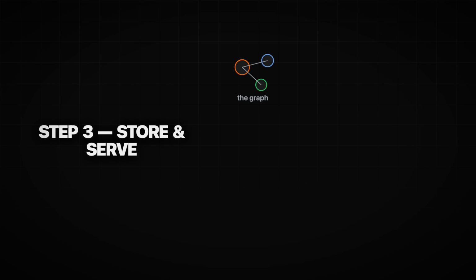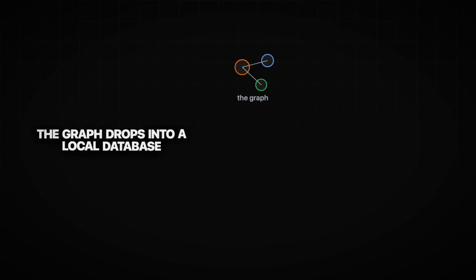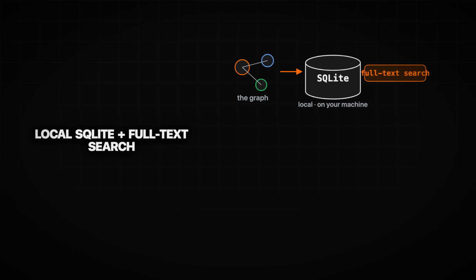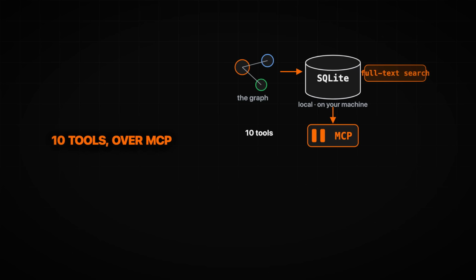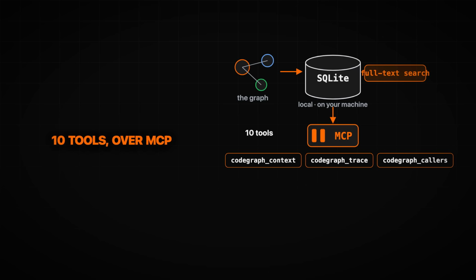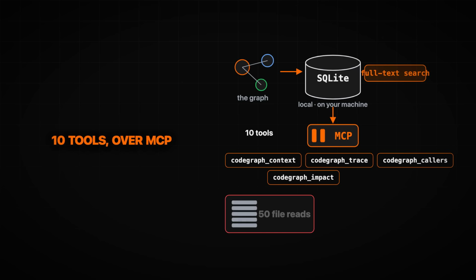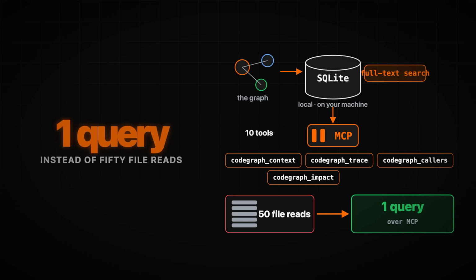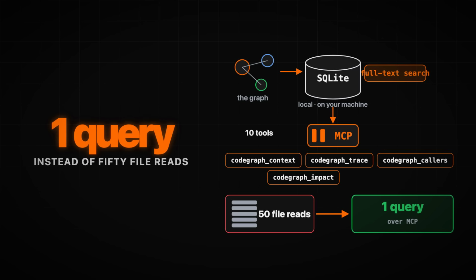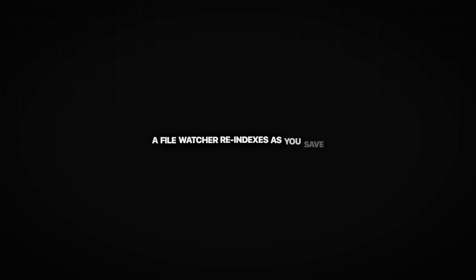Step 3. Storage and delivery. The whole graph drops into a plain SQLite database on your machine, with full text search bolted on so the agent can find a symbol by name instantly. Then CodeGraph hands your agent 10 tools over MCP, ask for context, trace callers and callees, map the blast radius of a change. Your agent calls those instead of grep. One query, not 50 file reads, and it keeps itself current. A file watcher re-indexes what you touch as you save.